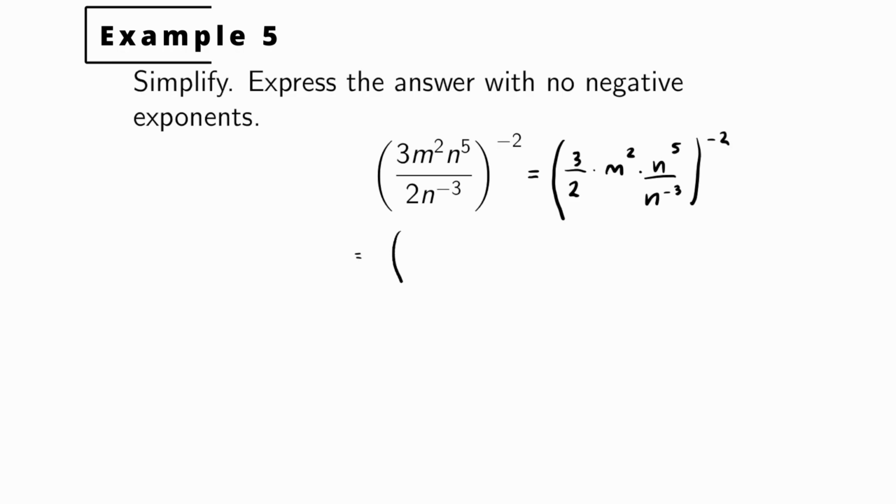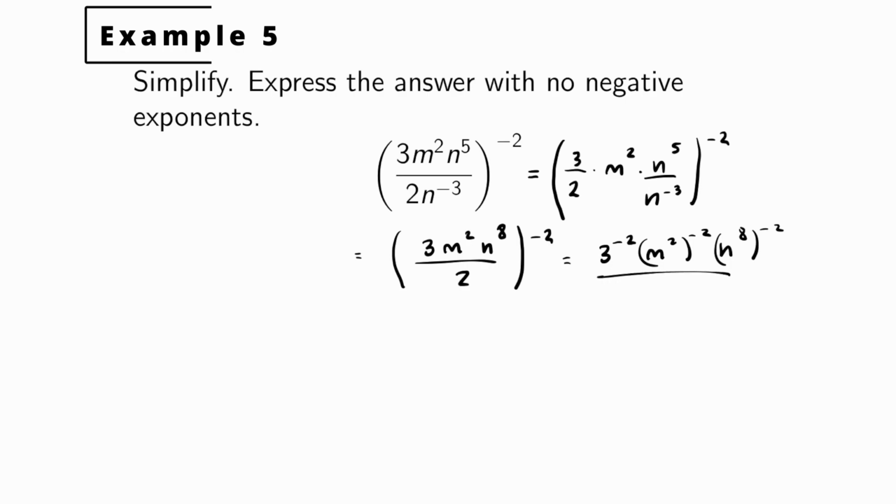If we simplify this, we're going to get 3m squared. N to the fifth divided by n to the negative 3 is going to be n to the 5 minus negative 3, or n to the 8th power. And then that'll all be over 2. And now that's to the negative 2 power. So now we raise every single factor to negative 2. What that gives us is 3 to the negative 2, m squared to the negative 2, n to the 8th to the negative 2, and then in the denominator, 2 to the negative 2.